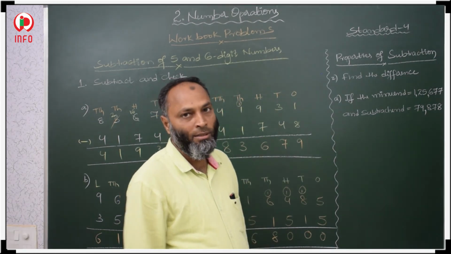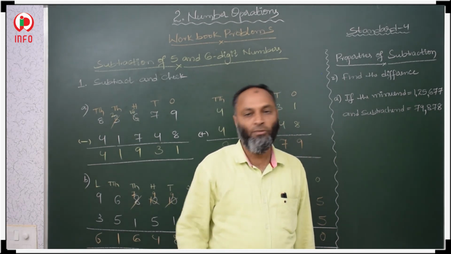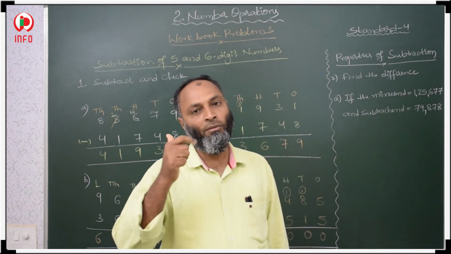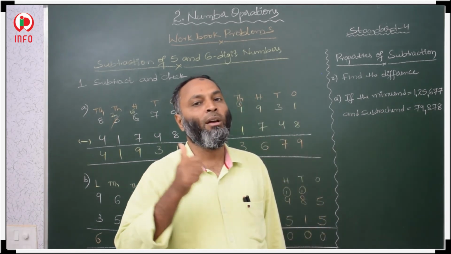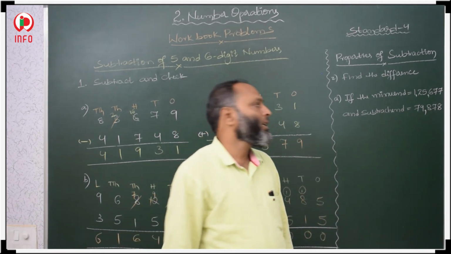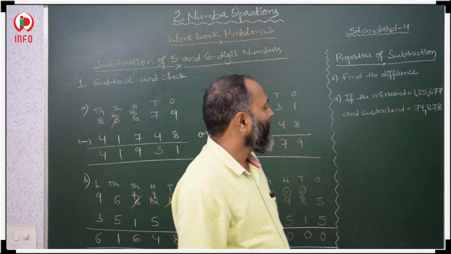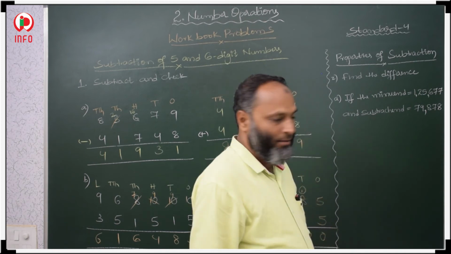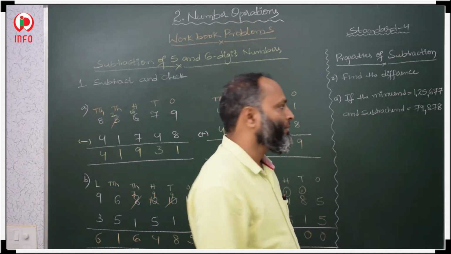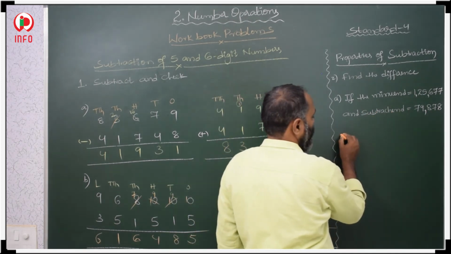So what are the subtraction properties? First we have to take the minuend, then after that the subtrahend. The subtrahend is always subtracted from the minuend. Here the minuend is given this and the subtrahend is given this. We have to find the difference. First we have to take the minuend.